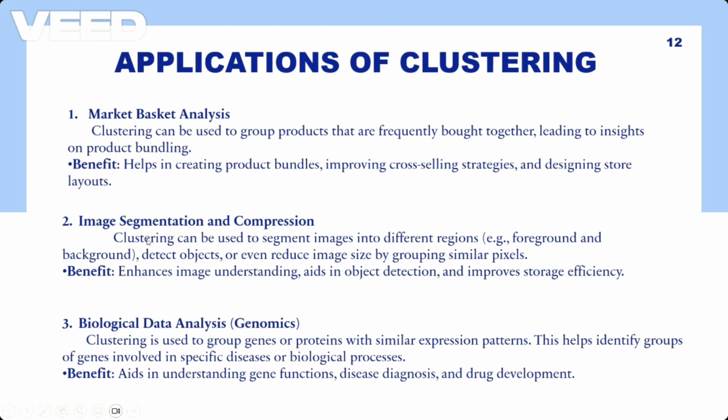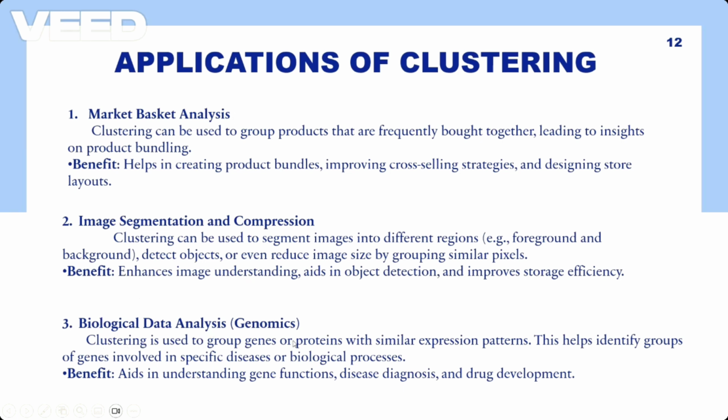Image segmentation and compression. Clustering can be used to segment images into different regions, for example foreground and background, detect objects, or even reduce image size by grouping similar pixels. Benefits: enhances image understanding, aids in object detection, and improves storage efficiency.